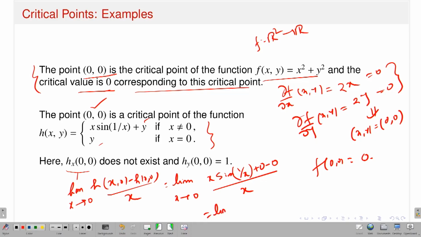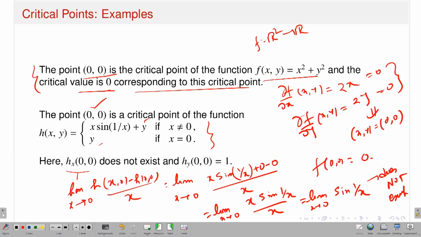What is this? This is the limit as x approaches 0 of x sin(1/x) divided by x. And what is this? The limit as x approaches 0, the x gets cancelled, and you will have sin(1/x). But what is the limit as x approaches 0 of sin(1/x)? The limit does not exist by the sequential criterion. So this limit does not exist, and therefore h_x, that being the partial derivative of h with respect to the x variable at the point (0, 0), does not exist.